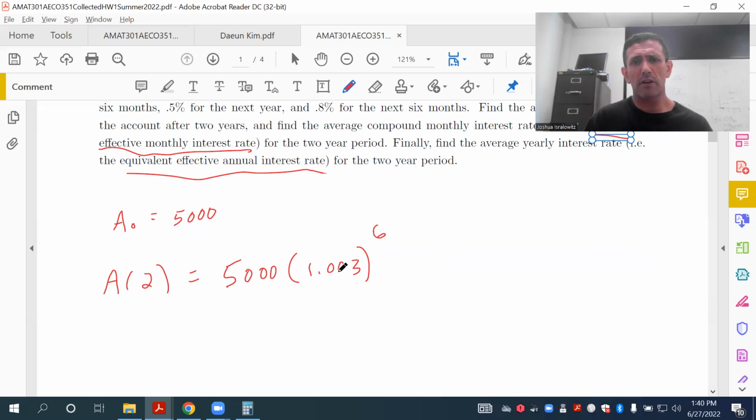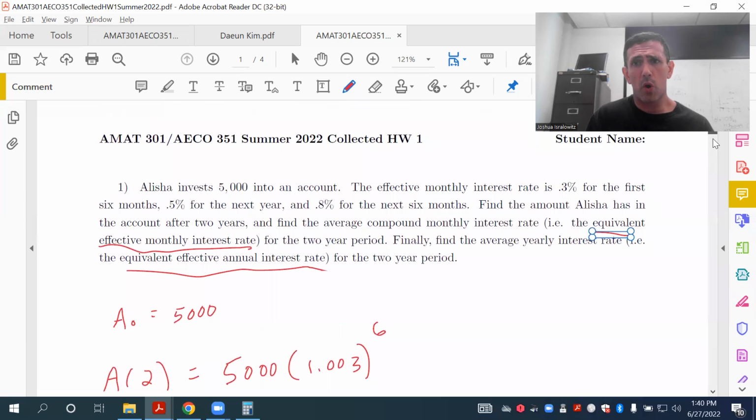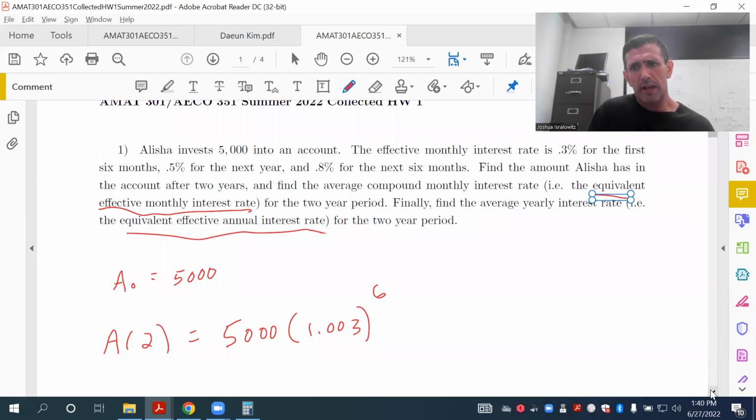So $5,000 earns 6 months of interest at a monthly interest rate of 0.3%. So divide by 100, 0.003 is the actual interest rate. So the growth factor is 1.003. So 6 months of monthly growth at 0.3% is 1.003 to the 6th.